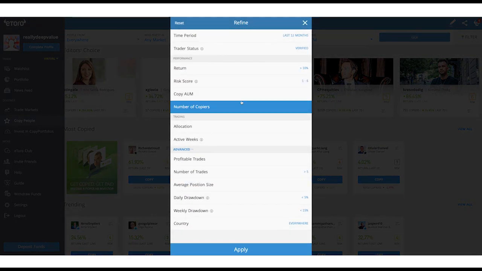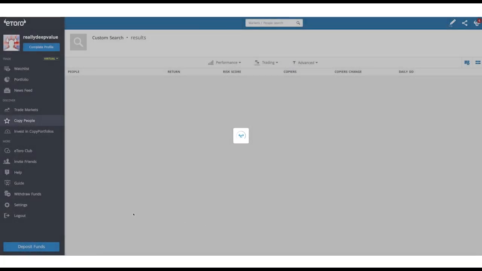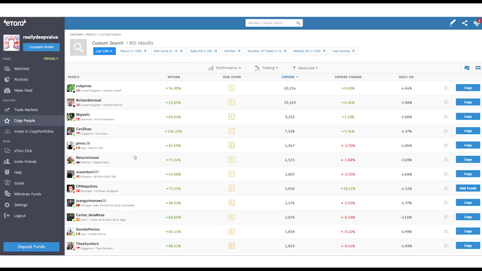So I want to do by return, for example, over 50%. Apply that, and we get returns for persons over 50%. You can see here in the criteria listed.